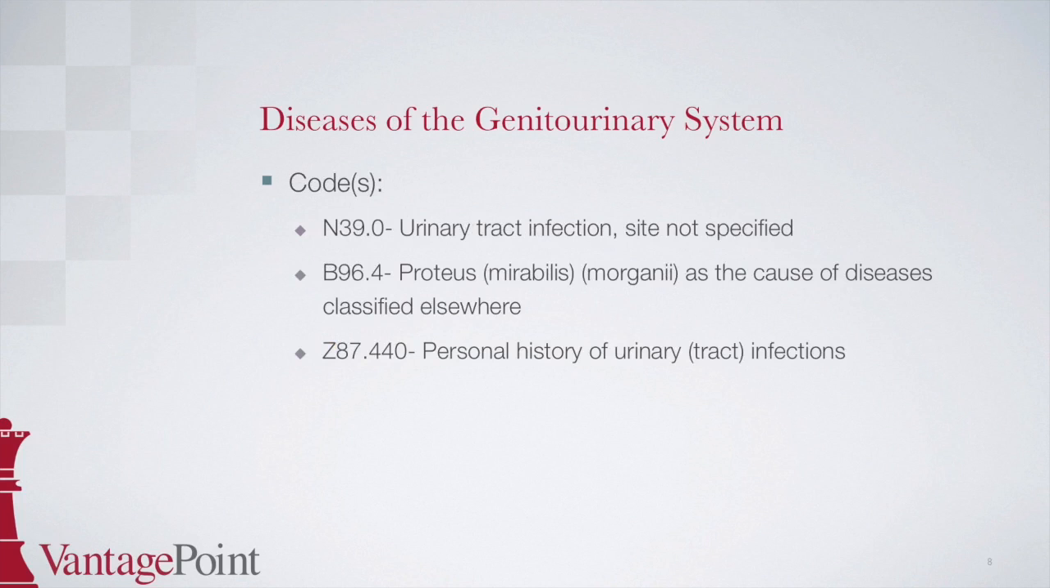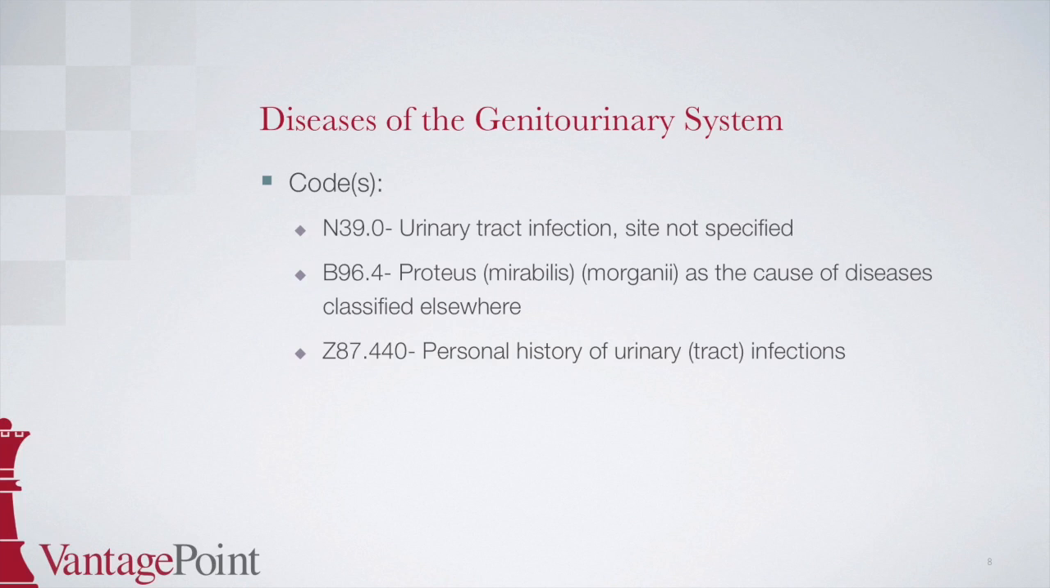The first code is N39.0, urinary tract infection, site not specified. To locate this code, start at infection in the alphabetic index, and then locate urinary with tract in parentheses. This points to N39.0, which you would then confirm in the tabular. In the tabular, there is an instructional note stating use additional code from categories B95 through B97 to identify the infectious agent. Therefore, the second code is B96.4, Proteus as the cause of diseases classified elsewhere.